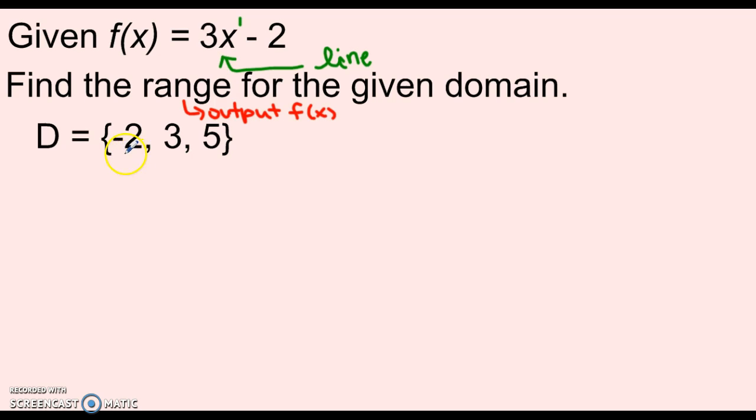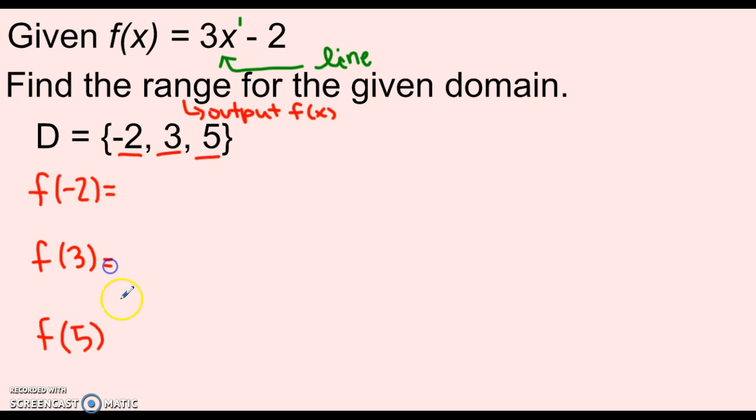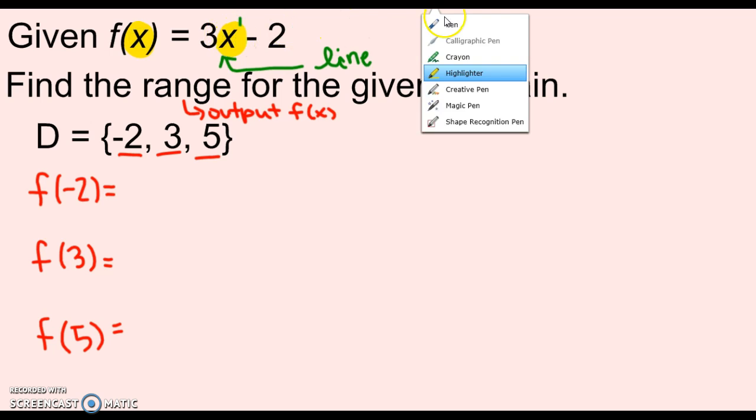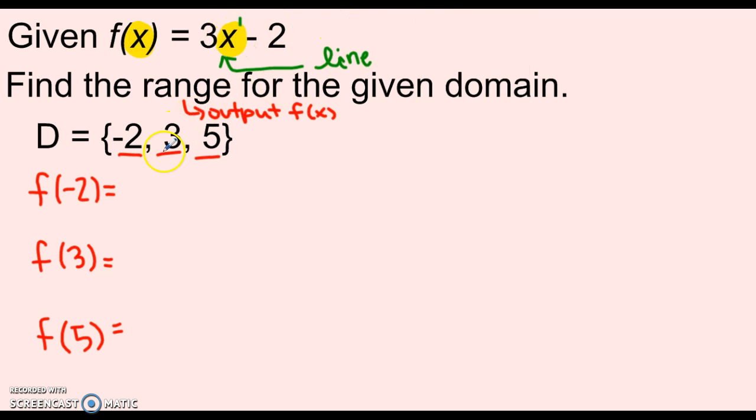So if our domain is negative 2, 3, and 5, I need to find those three values. f of negative 2, f of 3, and f of 5. I can go ahead and fill out the shell of the equation. The thing that's going to change is our x value. The other stuff is not going to change.